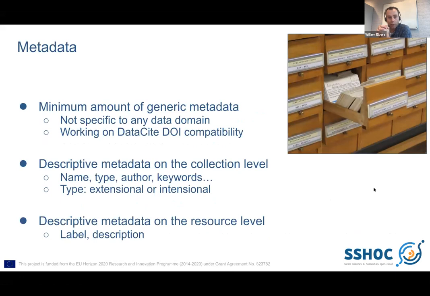So for every virtual collection, we collect a minimum amount of metadata that's used to describe the virtual collection and provide a little bit of context to the virtual collection. We basically try to keep the data model as generic as possible and not make it specific to any data domain, basically to ensure that the virtual collection registry and the virtual collections can be used in different domains. At the moment, we're also working on compatibility with DataCite DOIs. As far as we know right now, the metadata that we are collecting is compatible with the DataCite DOI schema. So it should not be too difficult to support DataCite DOIs in the near future.